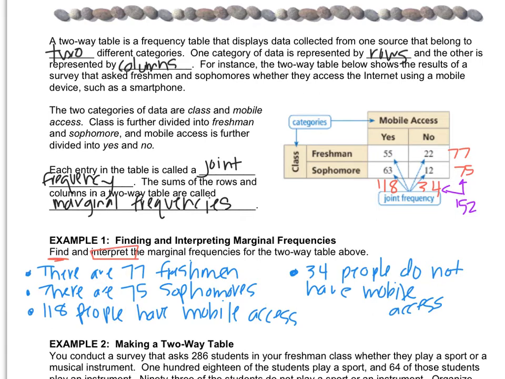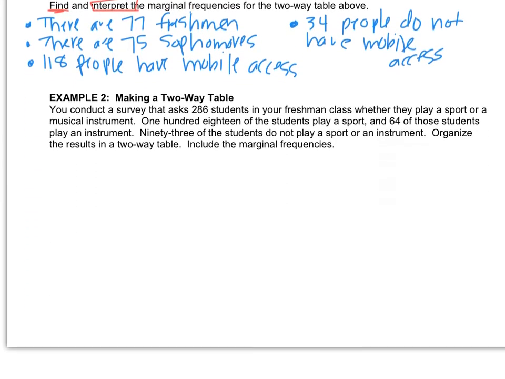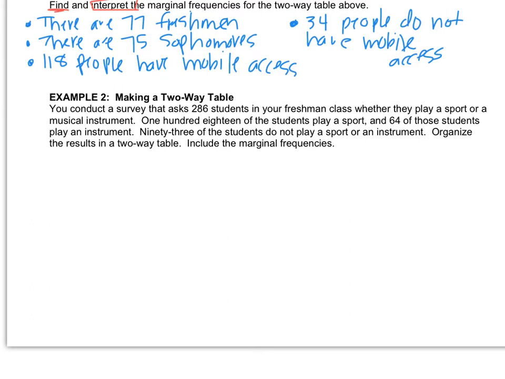All right, the next section wants you to make your own two-way table. So I'll start you off, I'll do the chart, and then you'll fill in the numbers. You conduct a survey that asks 286 students in your freshman class whether they play a sport or musical instrument. 118 of the students, that sounds like an important number, 118 students play a sport. 64 of those students, so 64 of the sport kids, play an instrument. 93 students do not play a sport or an instrument, and they want us to organize that in a chart.